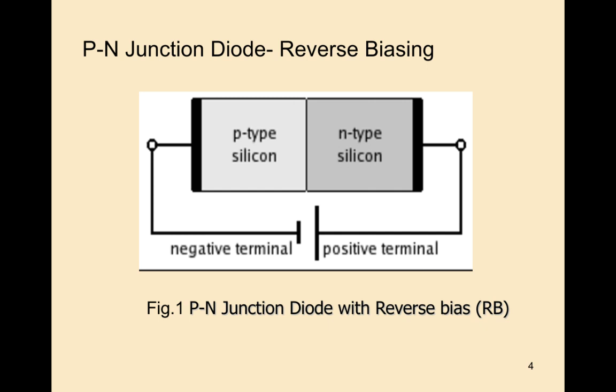How do we connect it here? Battery negative is connected to the P side and battery positive is connected to the N side. That means the battery electrons are connected to the holes of the P side, and the battery holes are connected to the electrons in the N side. So we are connecting in reverse mode. That's why this is called reverse biasing of the p-n junction diode.